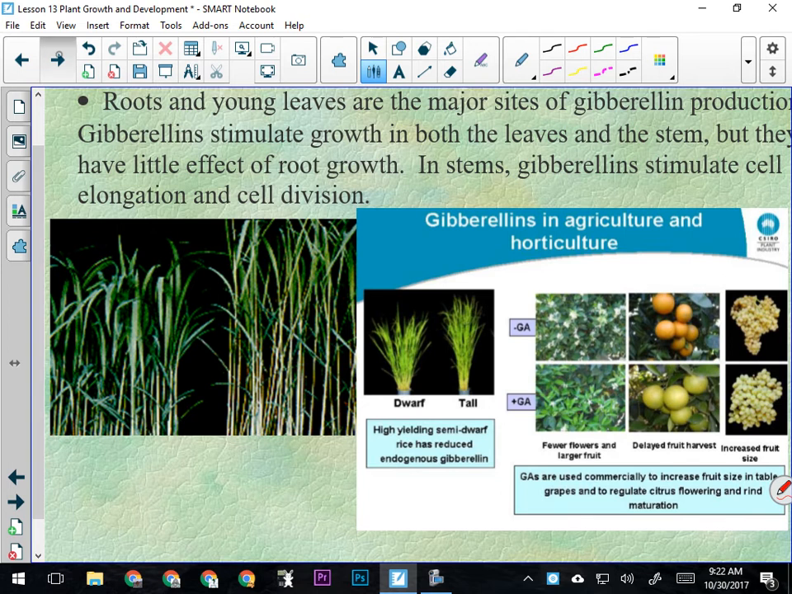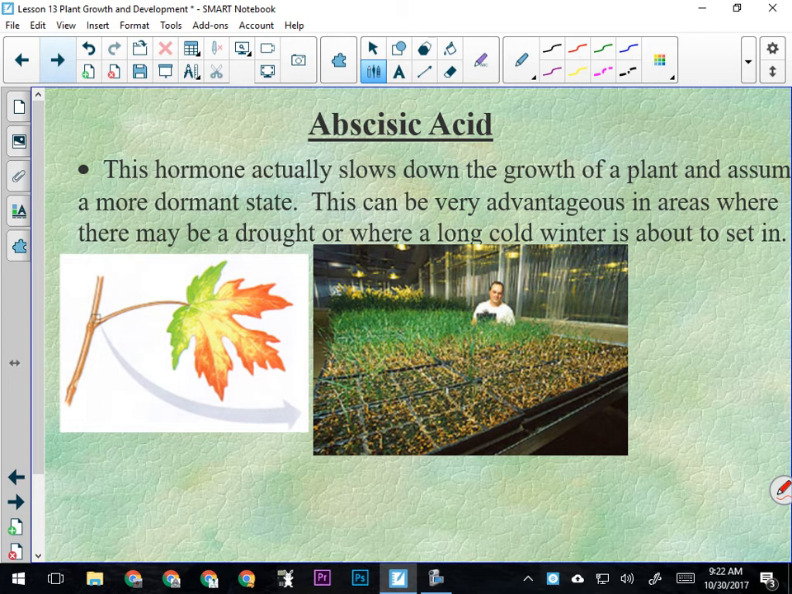Yeah. Okay, and then we have abscisic acid. Abscisic acid is a plant hormone that stimulates dormancy or signals the time of dormancy. It slows down the growth of a plant and allows it to assume a more dormant state. That can be very advantageous in areas where there may be a season of drought or winter coming on.